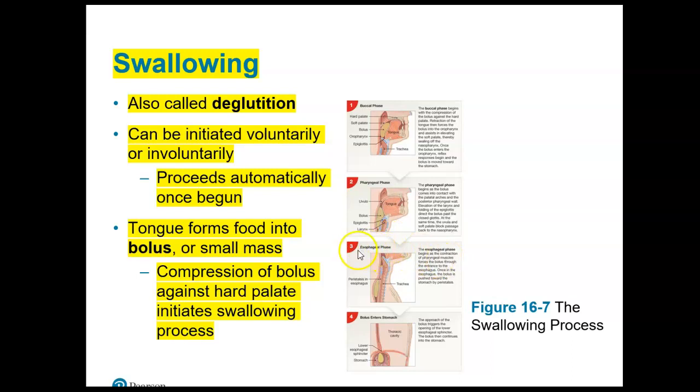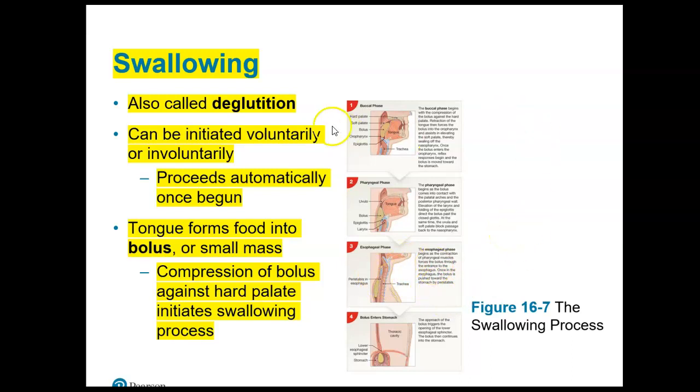Okay, especially if you're talking or laughing. The esophageal phase begins as the contraction of the pharyngeal muscles forces the bolus through the entrance to the esophagus. So it basically begins at the beginning portion of the esophagus. So that's the esophageal phase.